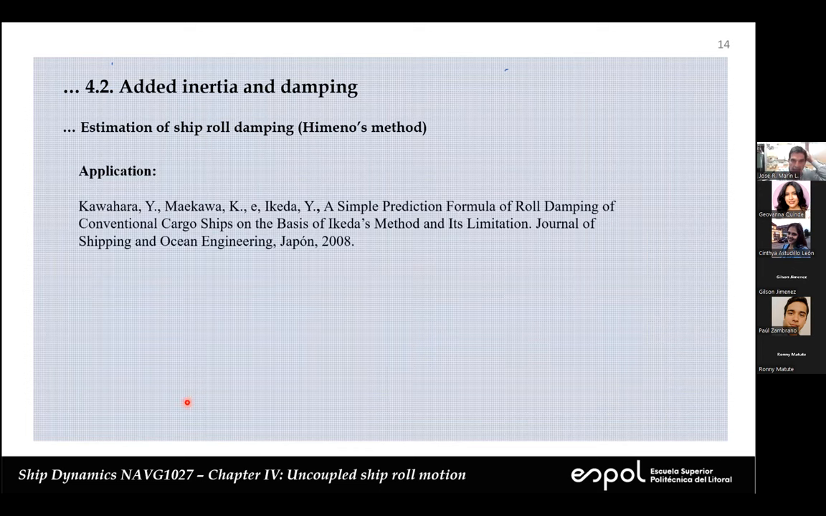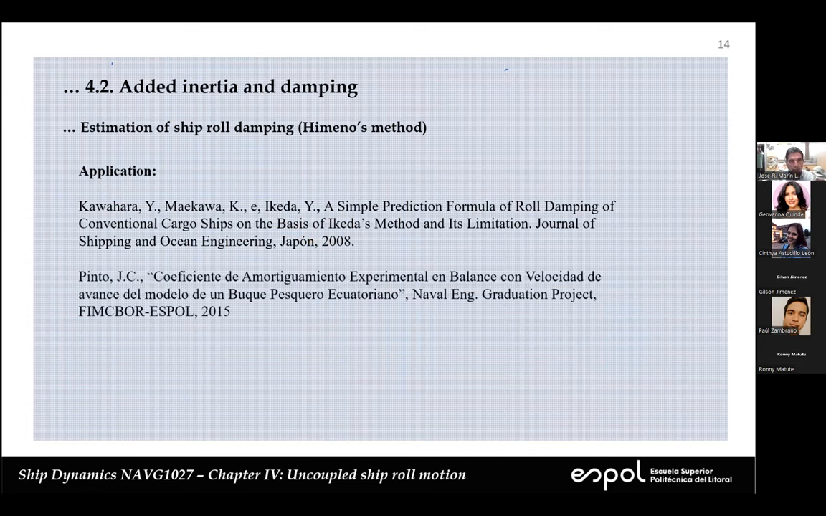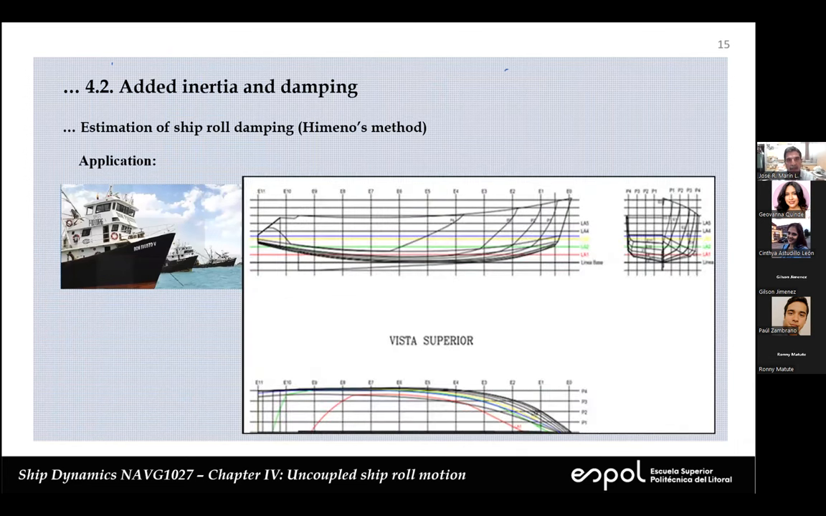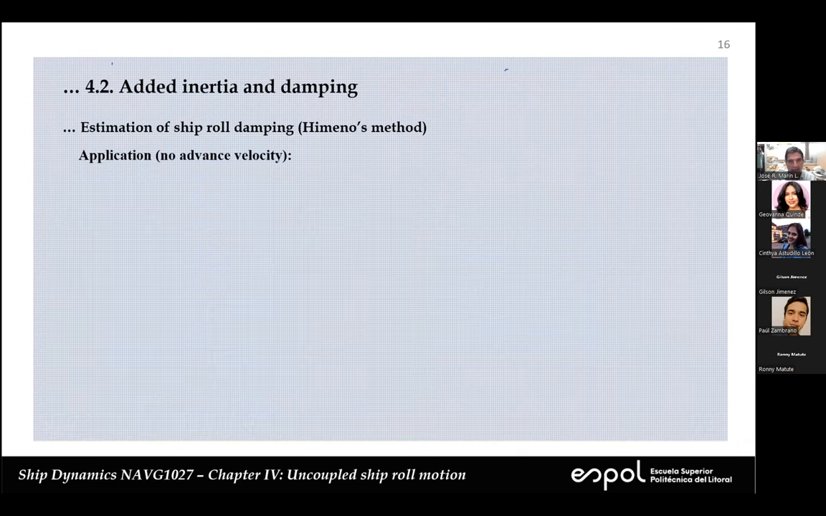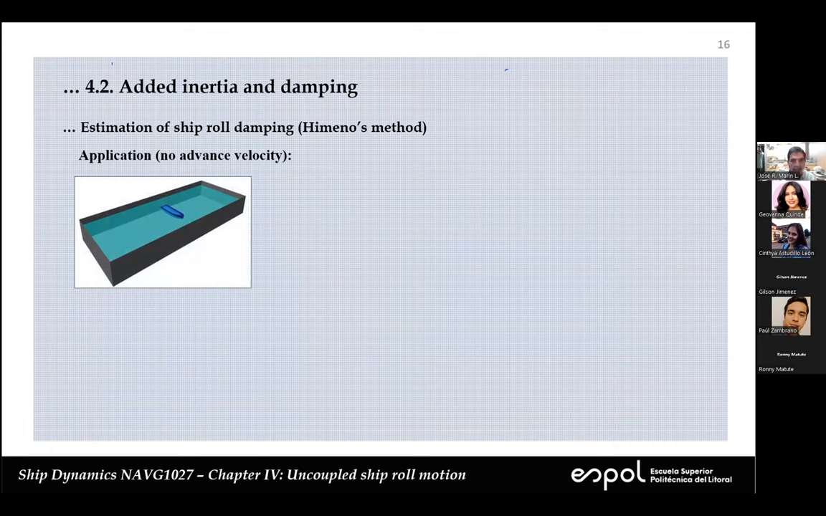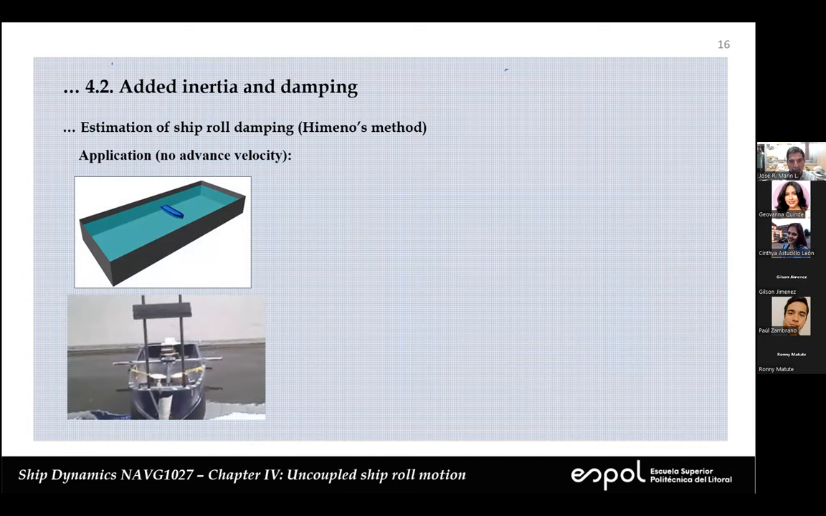This is the description. Again, this is the work that you have to download from the web. So you can see here all these formulations to estimate the wave damping coefficient. This is Juan Pinto's work. This is the model. In this case, the first set of tests has no velocity.